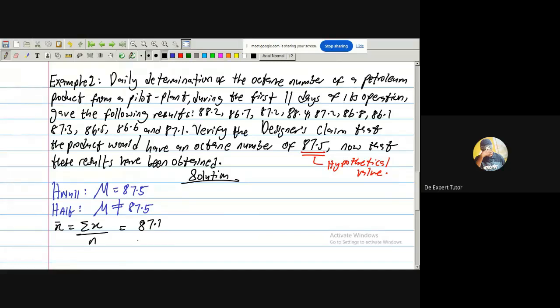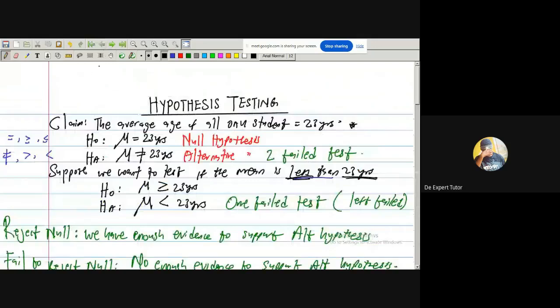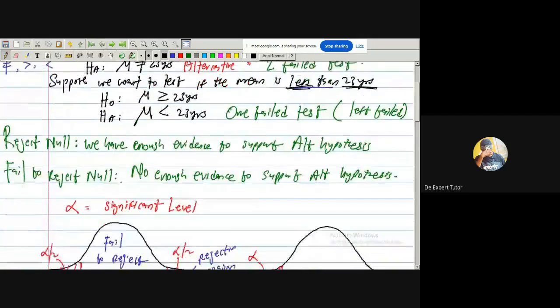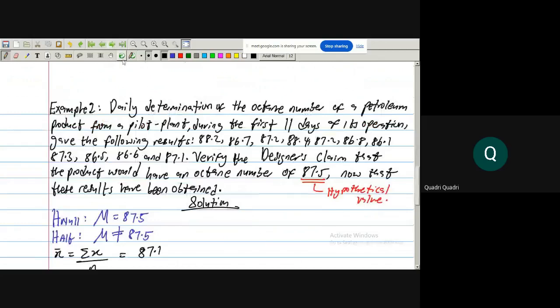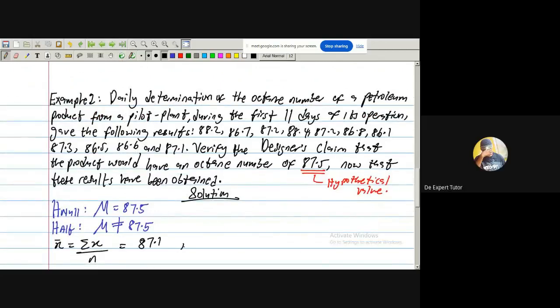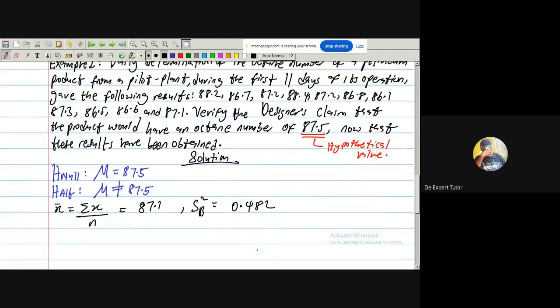Now, how do we find our test statistic? For one sample, how do we find our test statistic? You can see the steps I'm using to solve it. Before that, remember, I will need my variance. So let me find my variance. Using the calculator, that gave me 0.482. So the calculator makes it faster. That's my variance.